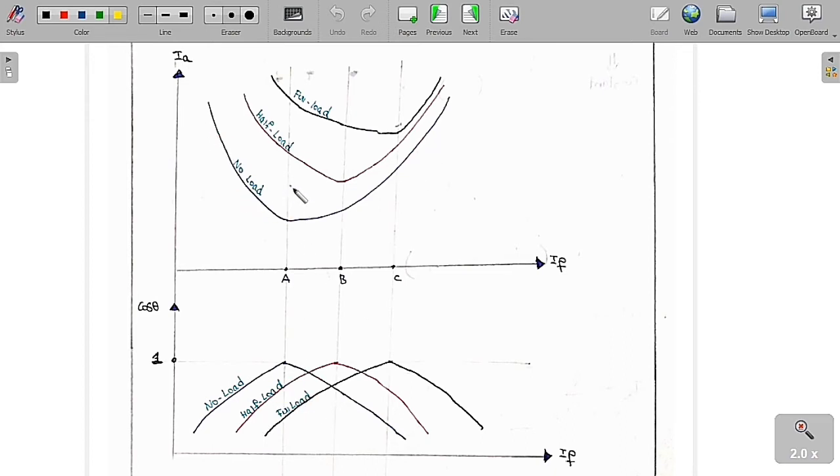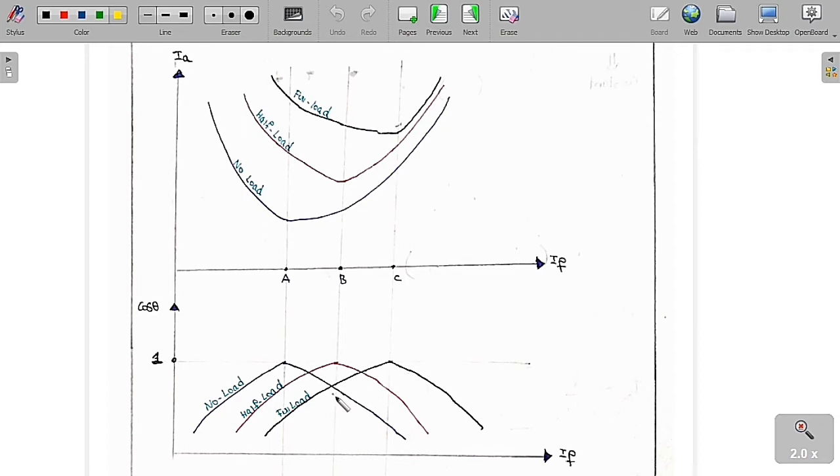But for the load cases, the graph is going to shift to the right side. If you go for a higher load, the graph again shifts to the right side. So this is always for the no load condition. For the load condition, you just have to shift the graph to the right side, both the V curve and also the inverted V curve.